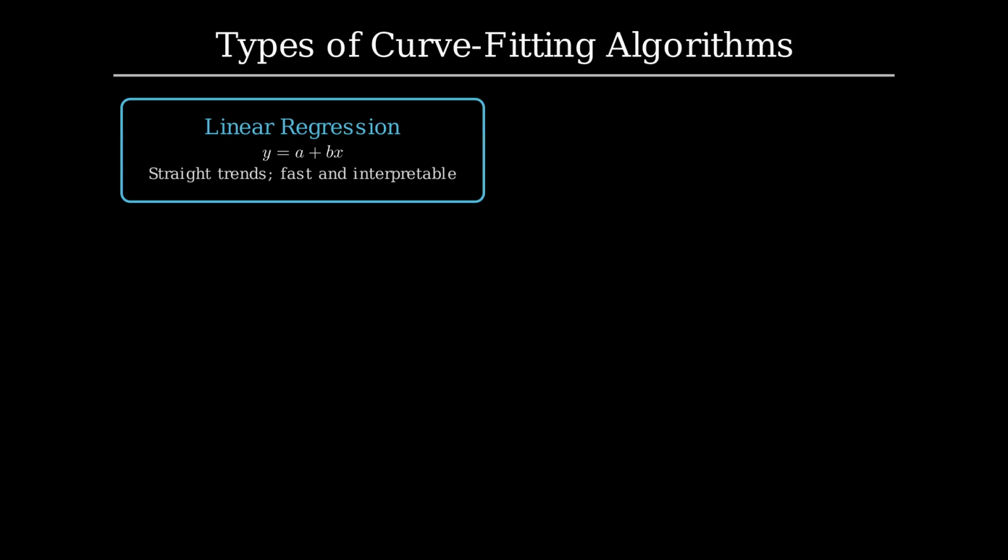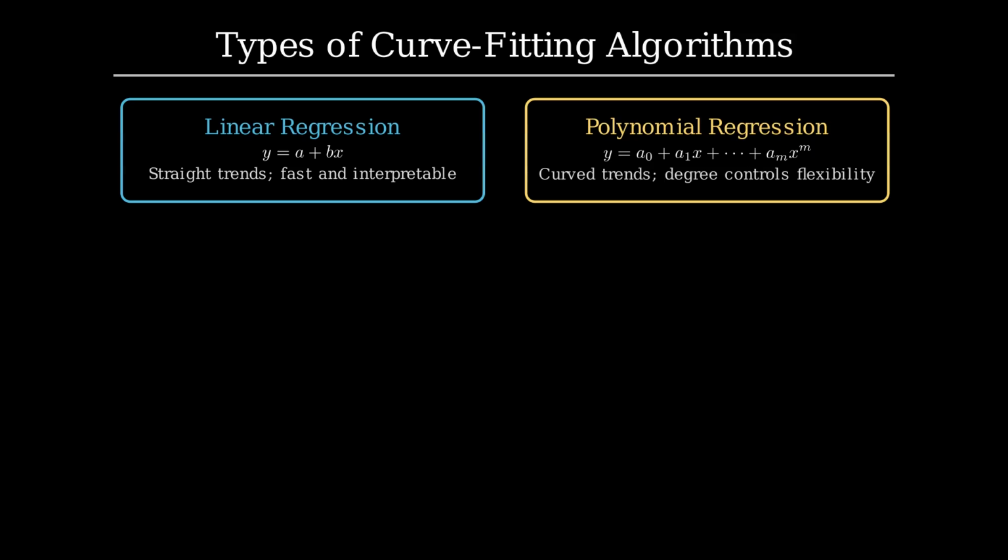Linear regression fits a straight line. It is fast, transparent, and often the best starting point. Polynomial regression adds powers of x. It captures bends, but a very high degree can overfit the data.